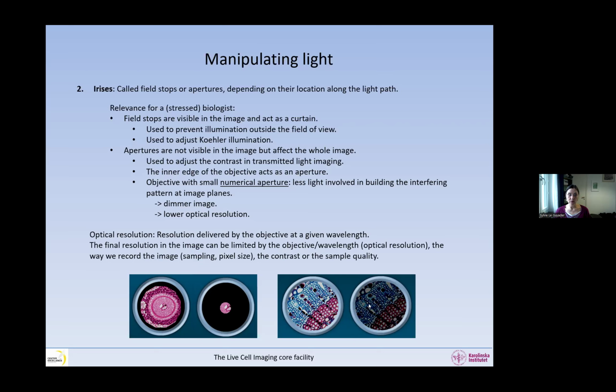So the final resolution in the image can be limited by different things, and this is something that we will build throughout the course. It can be limited by the optical resolution, which is limited by the objective and the wavelength. It can be limited by the digital resolution, which is the sampling and the pixel size. So this is the way we record the image. And it can also be limited by the contrast and the sample quality. So throughout this course, we're going to try to tackle all this and try to see how we can improve our image in all ways.